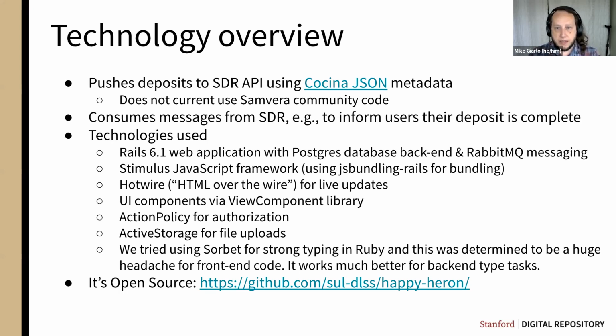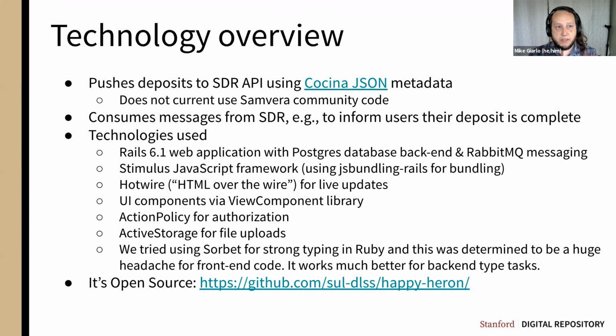Files have been uploaded, metadata has been put in, the user looks at it, a bunch of validations run, and then there's a button to click. And when you click it, it ships everything off to the repository without any real user fanfare. And the way that we do that is we push deposits to a very small API that we built and designed ourselves. It's called the SDR API because it's an API to SDR. And the form of the object, if you will, that crosses the wire to the API is Cocina JSON.